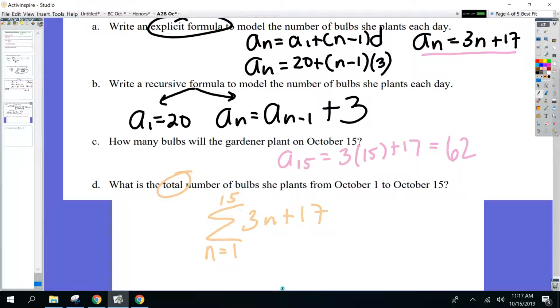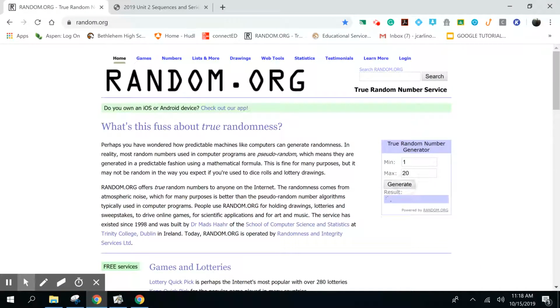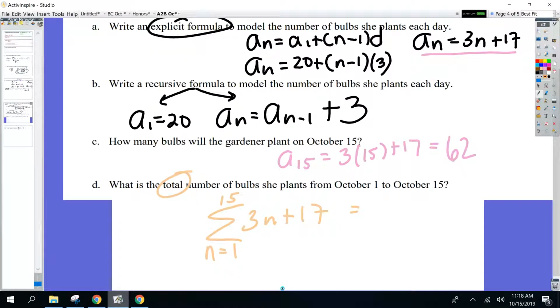All right. Hey, and this is great. I don't want you to stop there, though, because you do have to plug that into your calculator to find the number of bulbs. What do you got, Rachel? How many total? 615 bulbs.